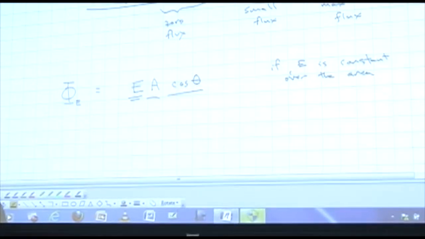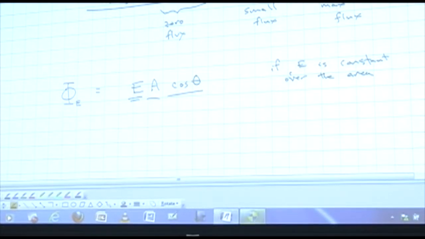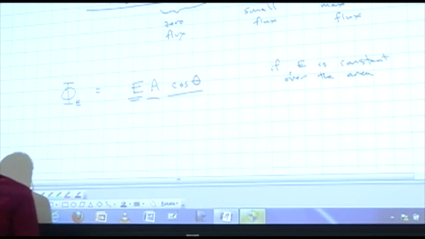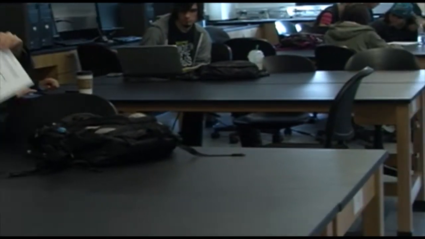Okay. So what we're going to do is a little worksheet that walks us through coming to grips with Gauss's law. And let's start out with the charge detective side.